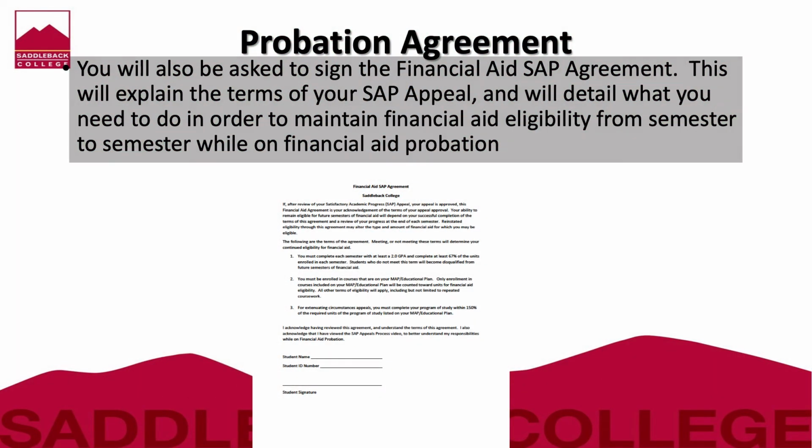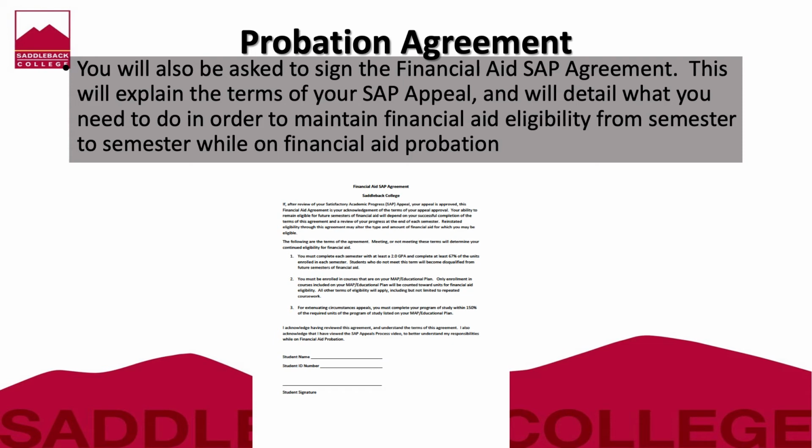You may also be asked to submit any additional supporting documents. If you do not have any, please upload a statement saying that you do not have any to provide. Once all documents are completed, you will need to click the red Submit button at the bottom of the page and then the green Finish button to officially submit the document. You will also be asked to sign the Financial Aid SAP Agreement.